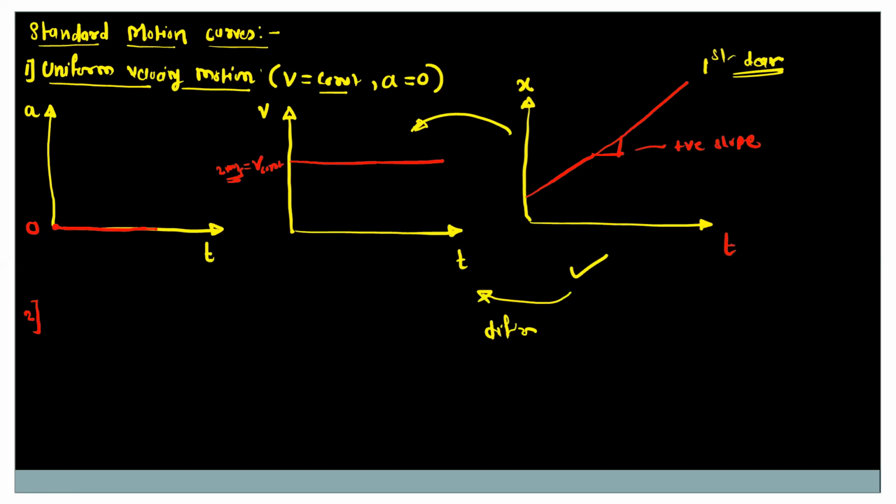That means you have to differentiate position-time, then you will get velocity, and again differentiate velocity-time, you will get the acceleration-time. Because the relation between velocity and position is v is equal to dx by dt, and acceleration is equal to dv by dt. So from right to left we have to differentiate, and from left to right we will integrate the equation.